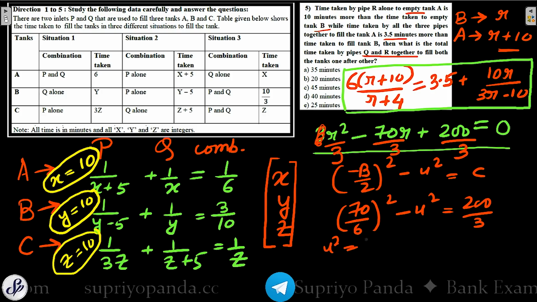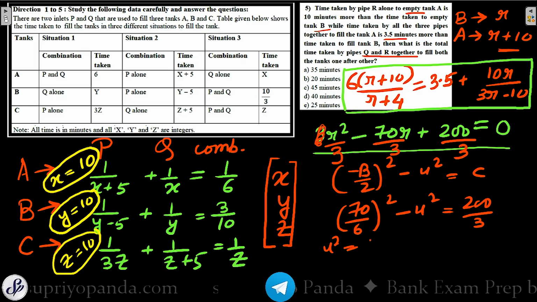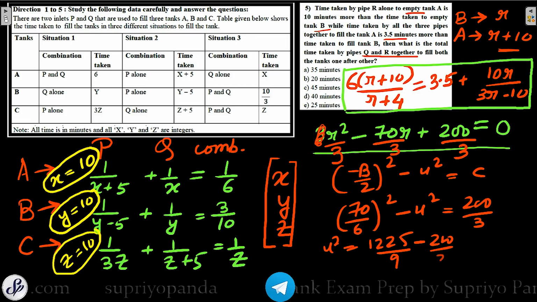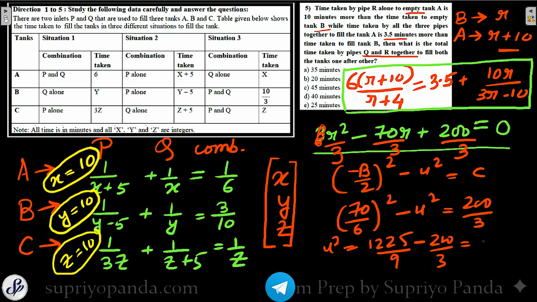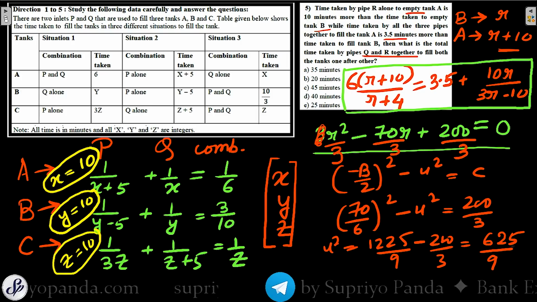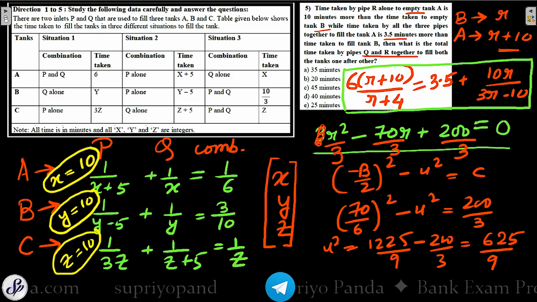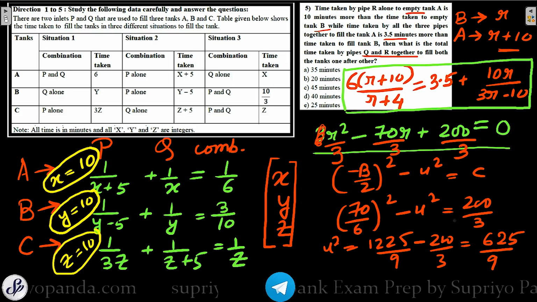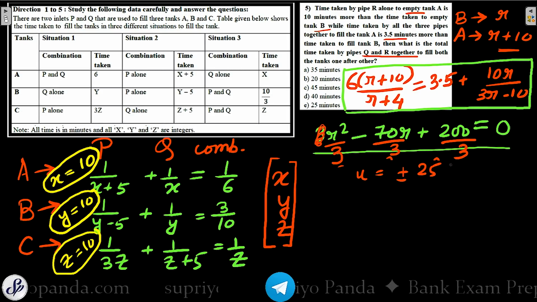U square, it will be 70 by 6, so that is 35 by 3 whole square, so that is 1225 divided by 9 minus 200 by 3. So this becomes 1225 minus 600 divided by 9, so that gives us 625 divided by 9. And now when you do the square root over this, then you can get the value of u. So the value of u will be plus minus 25 by 3. So let's erase all this and write it down. So yeah, u, it will be plus minus 25 by 3.